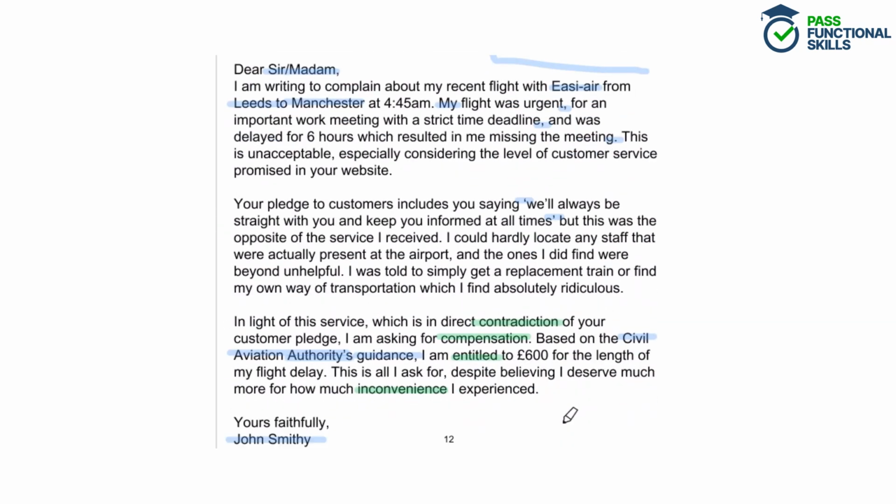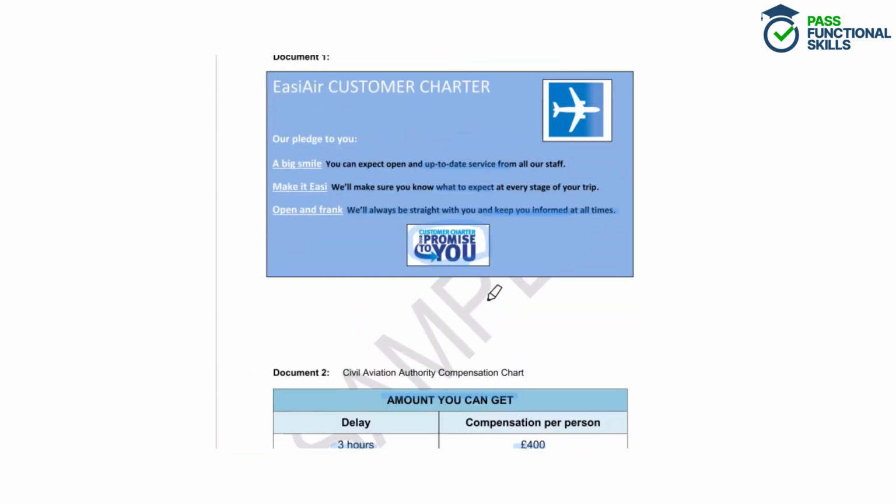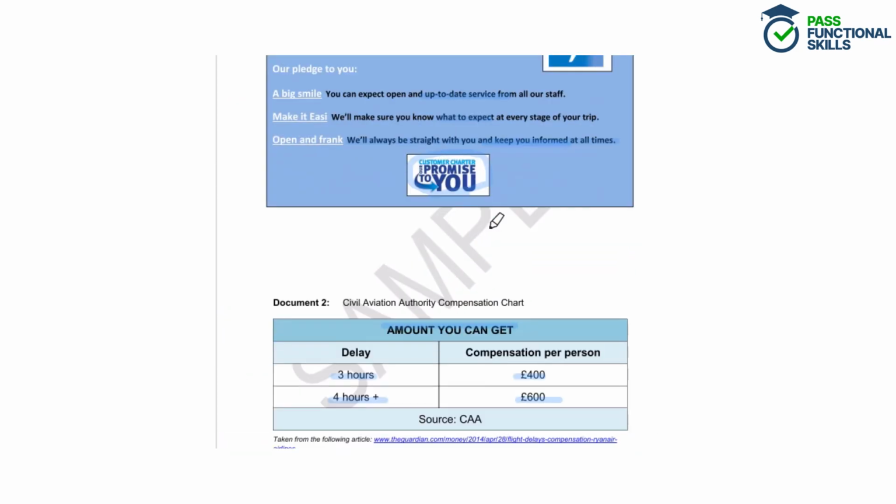And that's definitely done in the answer. So we've explained in some detail what happened, including the amount of time that they were delayed for, the time of the flight, where the flight was going, the fact that the flight was with the Easy Air company, and what happened as a result: that they missed the meeting. And we've used details from the documents to help us out here.